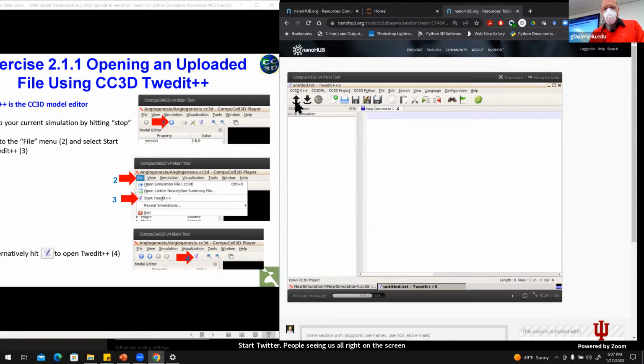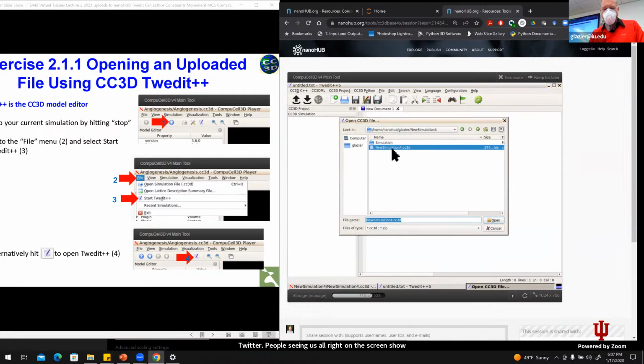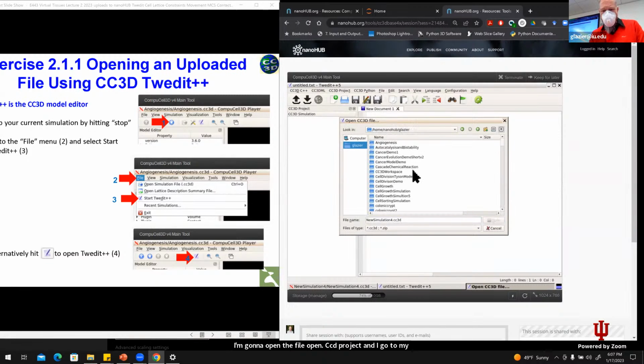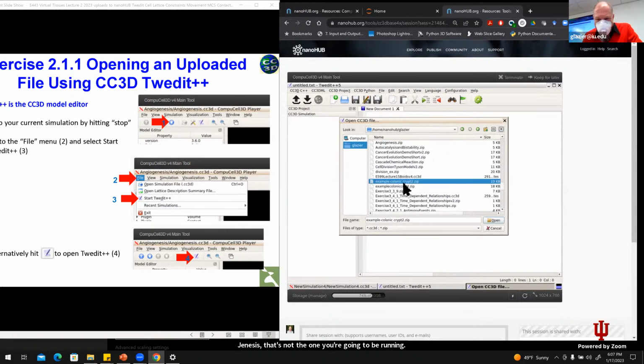Start Twit. I'm going to open a file, open CC3D project, and I go to my root directory, and I want to find one that's zipped. Okay, the ones that I asked you to upload are zipped. These are almost all okay. So I'll do here angiogenesis. That's not the one you're going to be running. See if I have it here. Colonic Crypt. Zipped. Here we go.